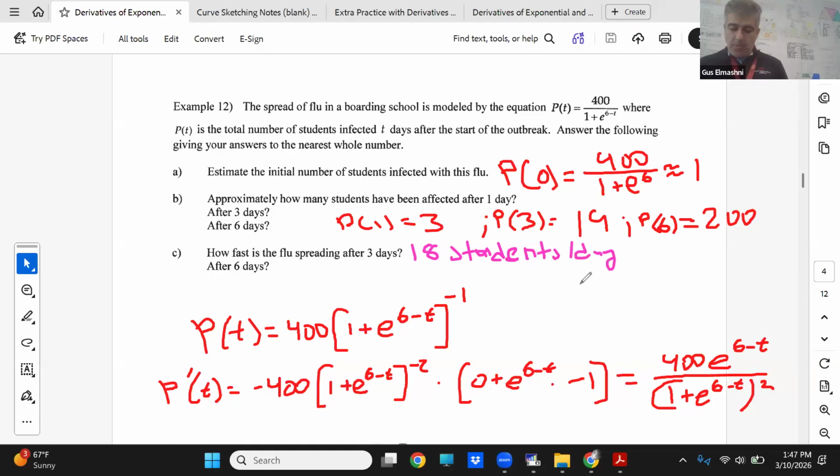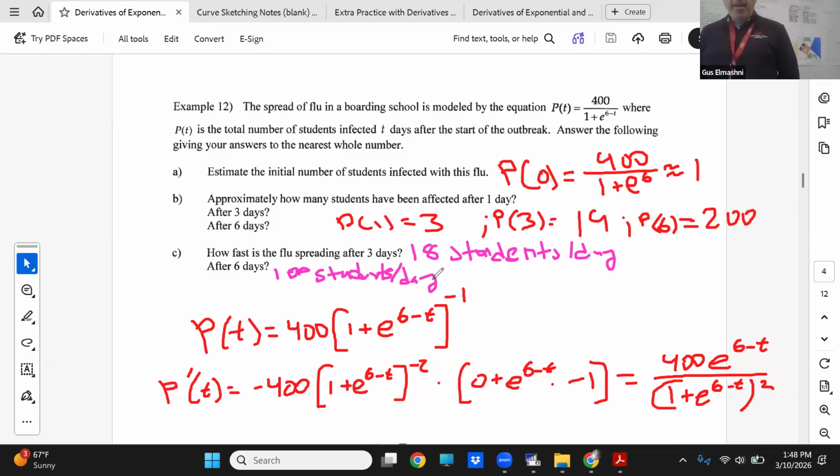But the rate's going to be pretty rapid as we get to 6 days. On average, how many students are getting sick per day? 100. So we expect the entire school to get sick pretty fast once we reach that point. And that's because that part of the curve is very, very steep at that point.